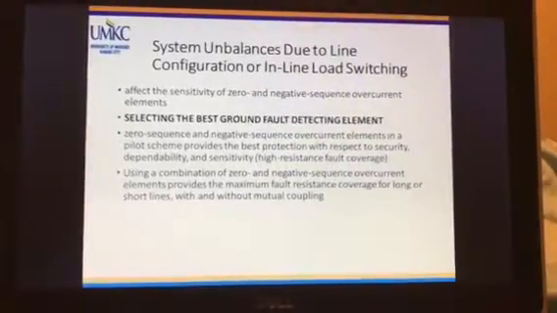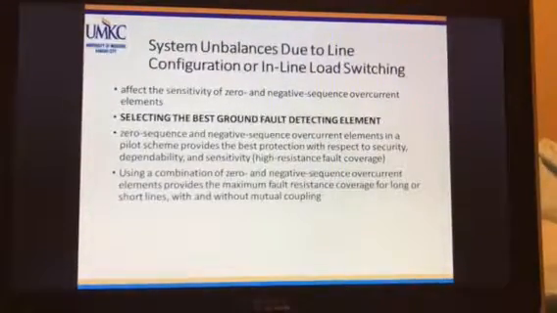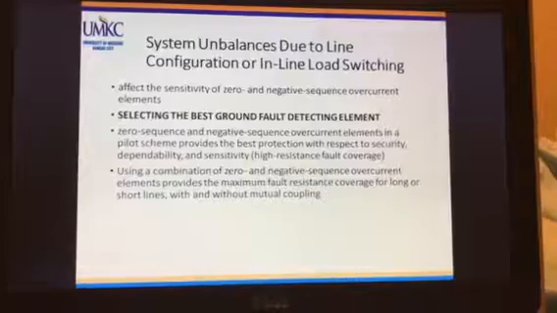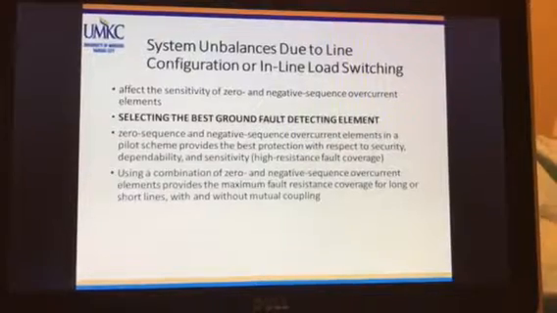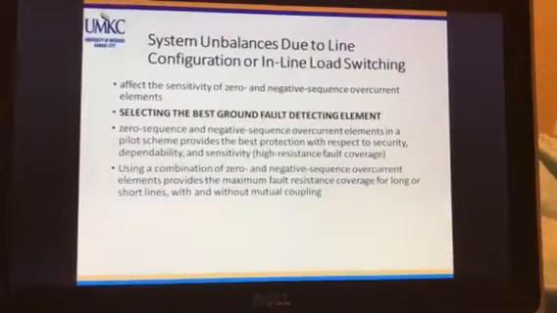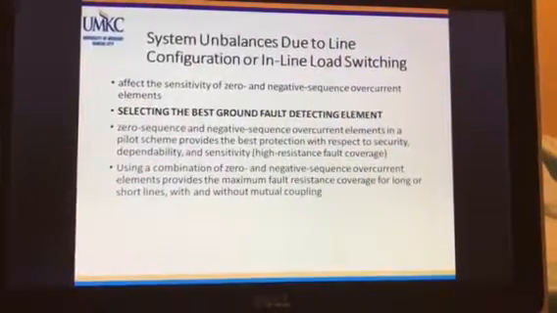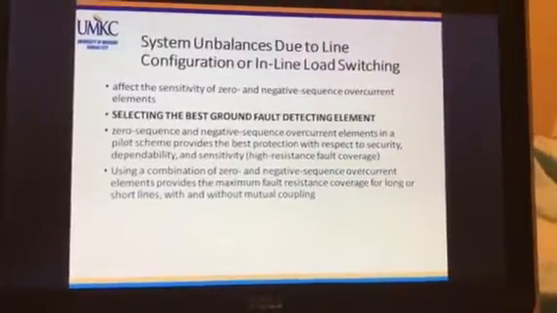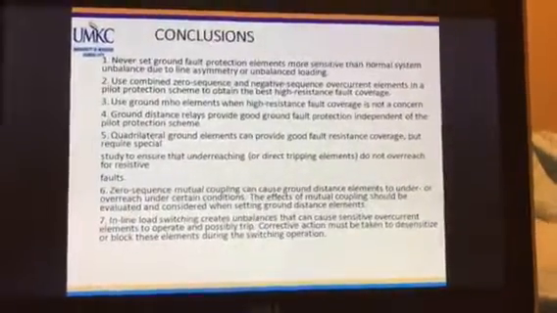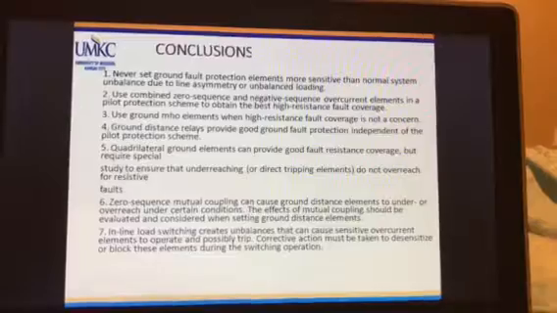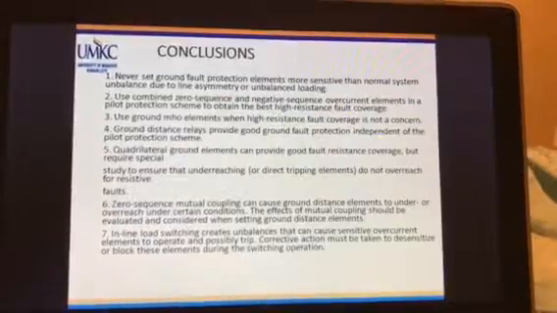Looking into these problems, the zero sequence and the negative sequence overcurrent elements and the pilot scheme provide the best protection with respect to security, dependability, and sensitivity. Also, using the combination of the zero and the negative sequence overcurrent elements provides the maximum fault resistance coverage for long and short lines with and without mutual coupling. So the solution is to use both zero sequence and negative sequence in combination to avoid all these problems. Hence the conclusion is that never set the ground fault protection elements more sensitive than the normal system unbalances due to the line asymmetry and unbalanced loading.